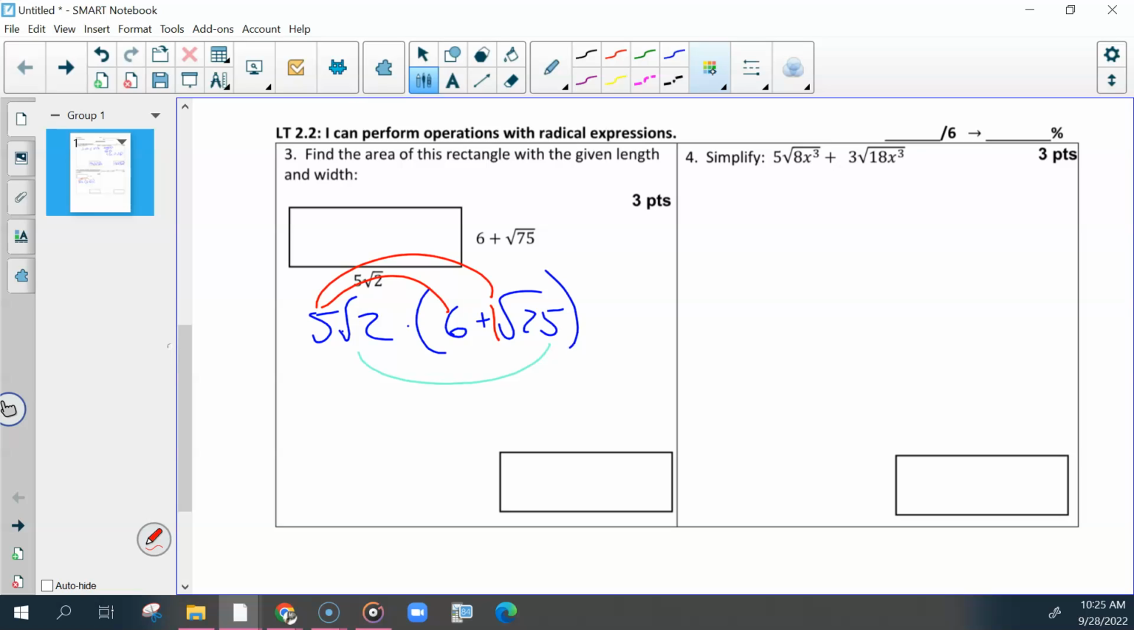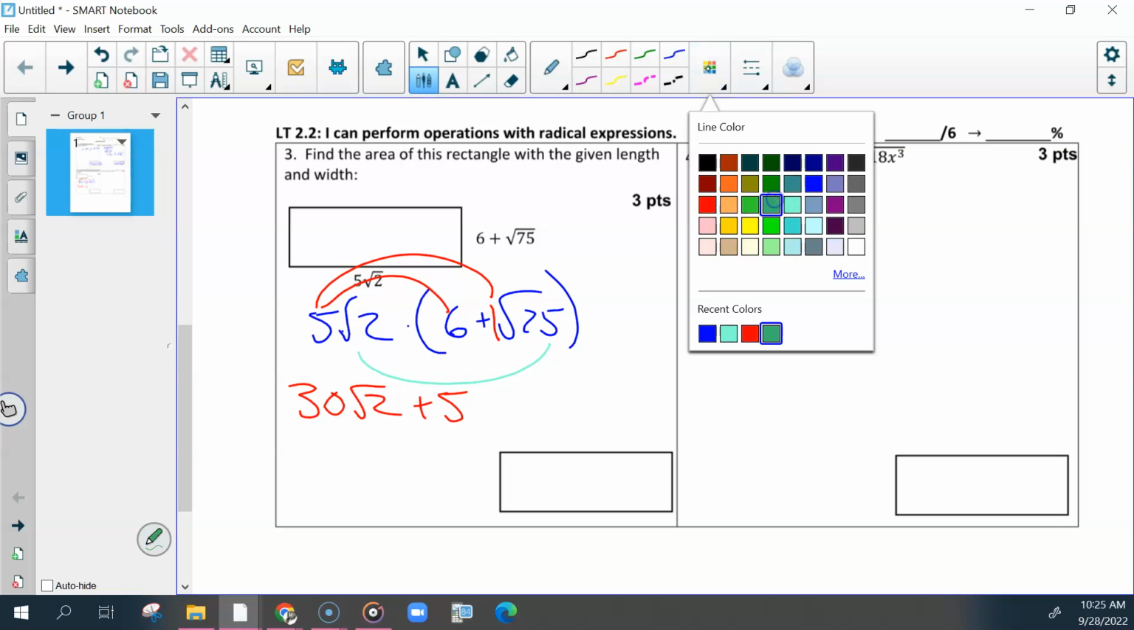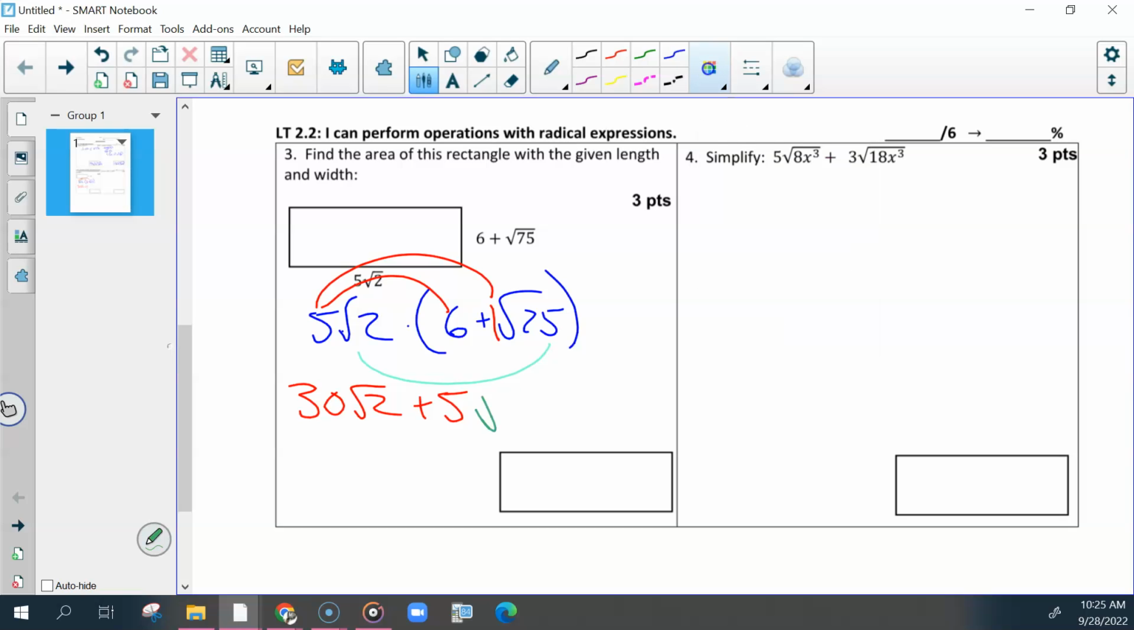So on the outside, 5 times 6 would give us 30. This is next to it, so you have to drag it along. Then for the next part, on the outside, 5 times 1 gives us a positive 5. On the inside, we have the square root of 150. I saw a lot of 30 times the square root of 150, but we should have two separate things if there are two separate things here.